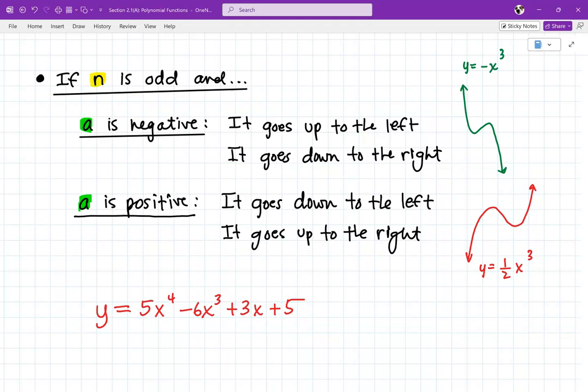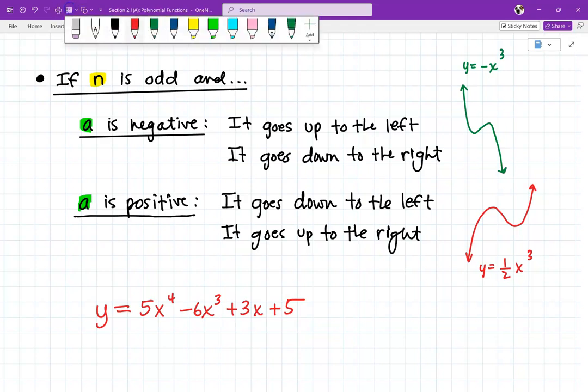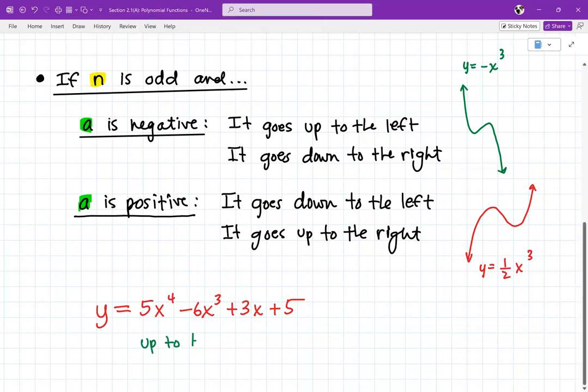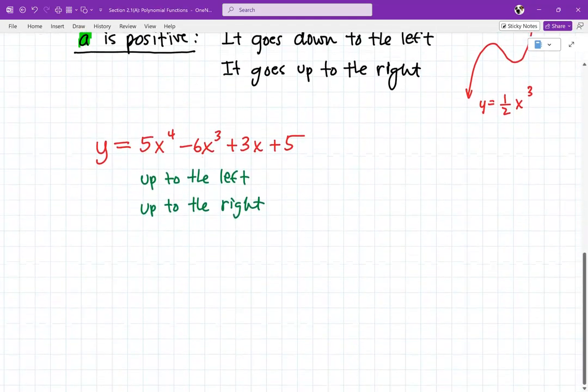Which one is it? If it's a positive 5 in the front, they both go up, up. Right? So you're going to say up to the left and up to the right. That's all you have to say. So for this graph, a solution would be that it goes up to the left and up to the right. That's it. You don't have to do anything else.